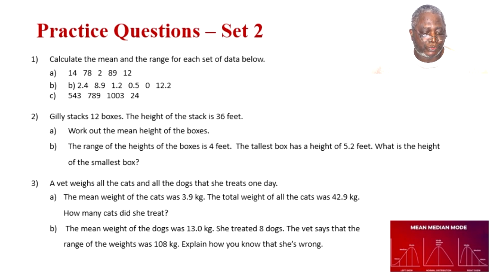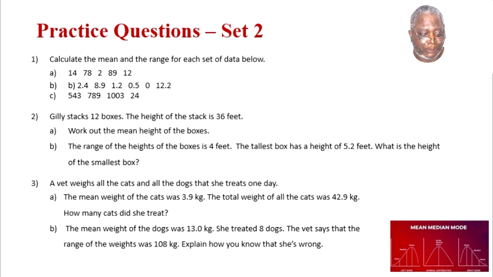Question 2. Gilly stacks 12 boxes. The height of the stack is 36 feet. A. Work out the mean height of the boxes. Then B. The range of the heights of the boxes is 4 feet. The tallest box has a height of 5.2 feet. What is the height of the smallest box?